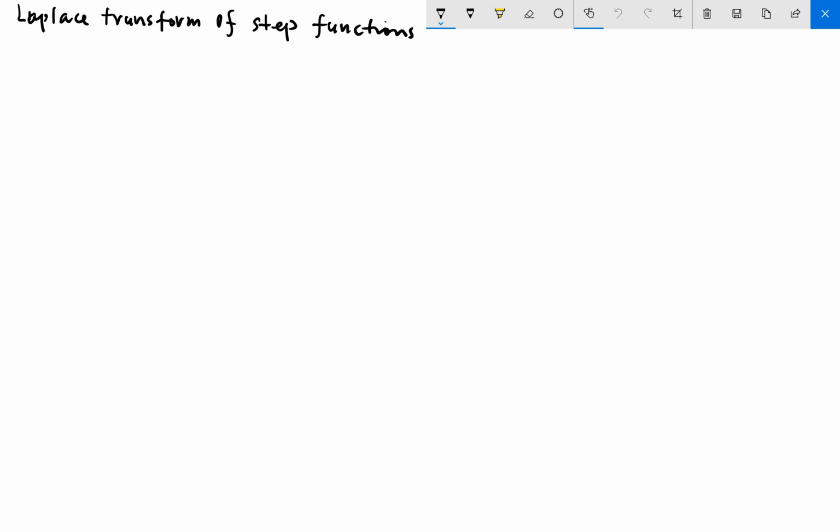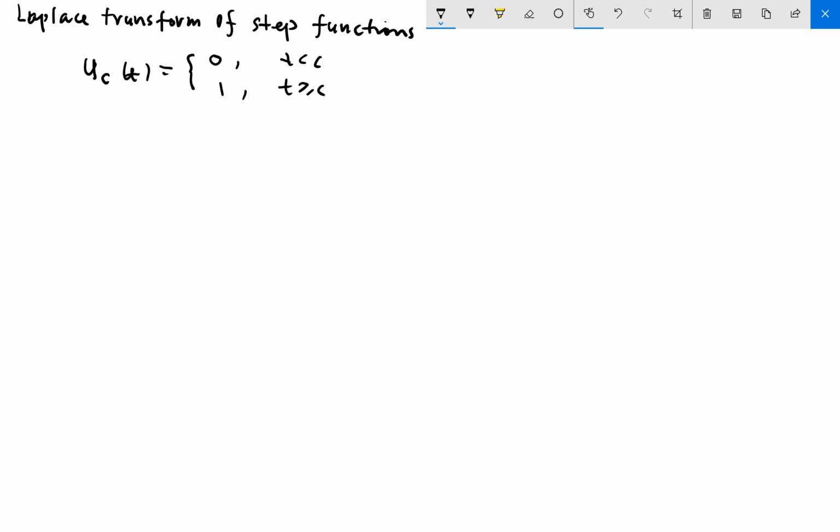In this video, we will learn how to find the Laplace transform for a discontinuous piecewise defined function systematically. In order to do that, we need to define a function we call the step function, u_c(t). This function is defined as u_c(t) equal to 0 if t is less than c, and equal to 1 if t is greater than or equal to c.